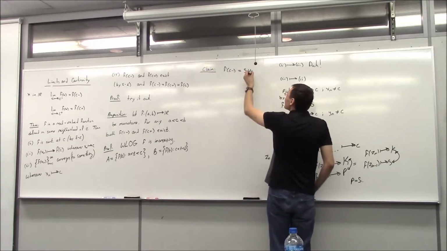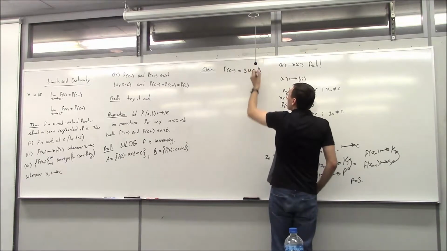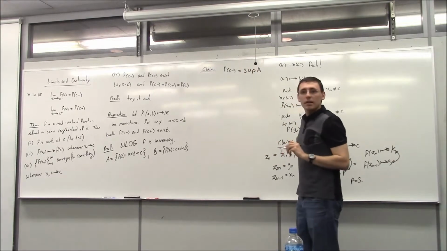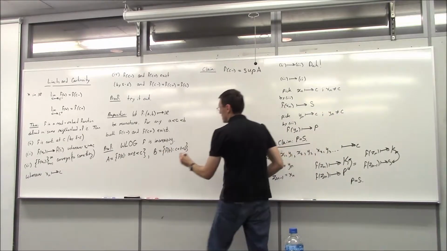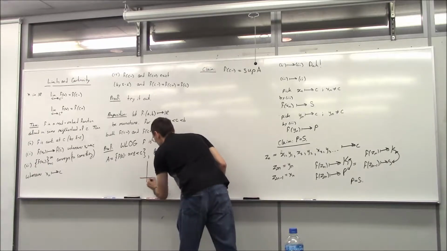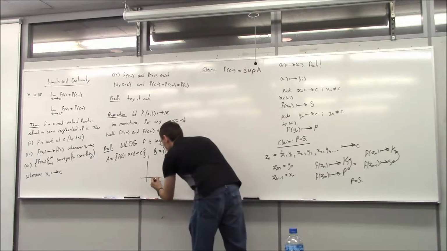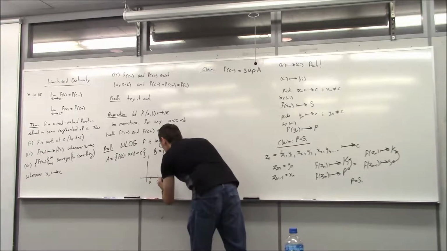Supremum of A. Do you see why? You move here, the function is increasing. Let me just draw you a tiny diagram. I don't know how C looks. Here is C, here is A, here is B.